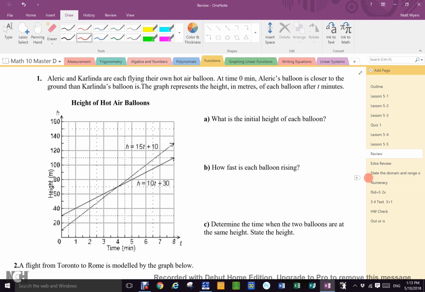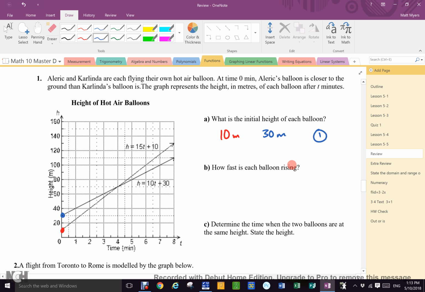Finally, what is the initial height of each balloon? I'm going to have the red balloon and the blue balloon. What's the initial height of the red balloon? 10 meters. What's the initial height of the blue balloon? 30 meters for 1 mark. If you only got one of them, you get half a mark.